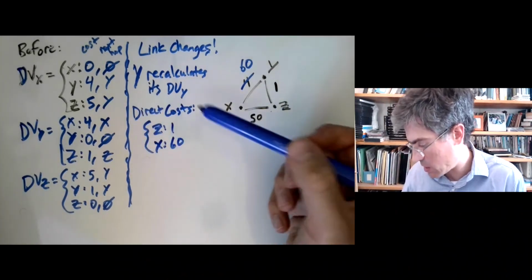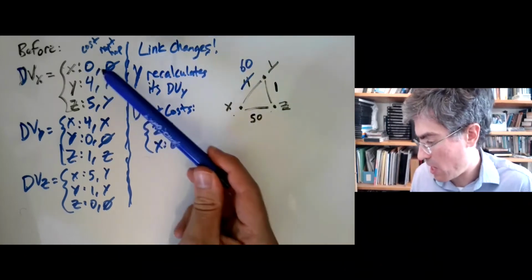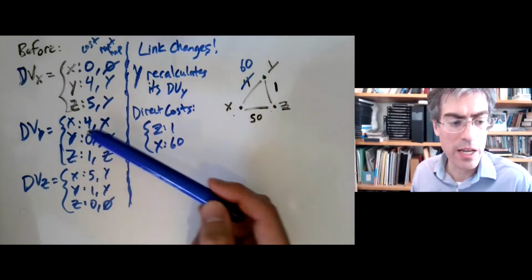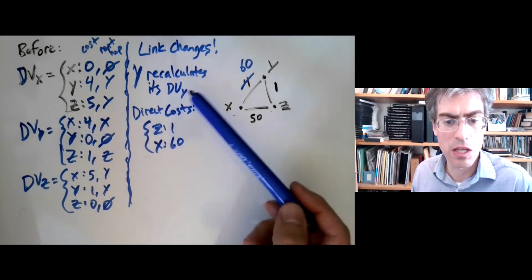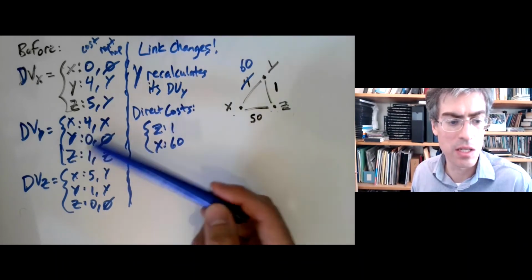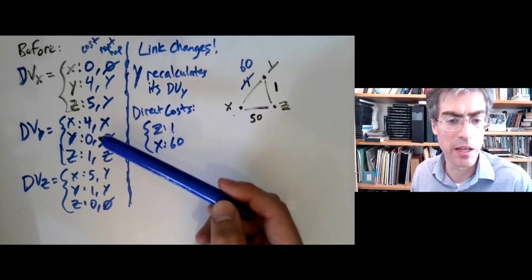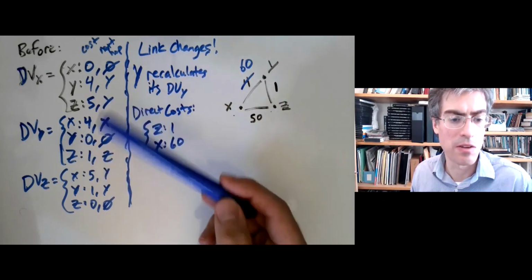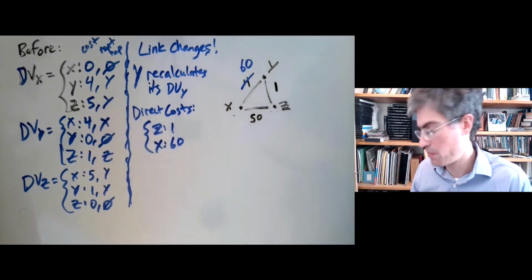So it has this information to go with. It also has distance vectors from its neighbors, this dvx and this dvz. This dvy is not going to be used because it's recalculating its distance vector. This one in the middle is the one we're recalculating using the new information. The information is its own costs and the neighbors' distance vectors, this dvx and dvz.